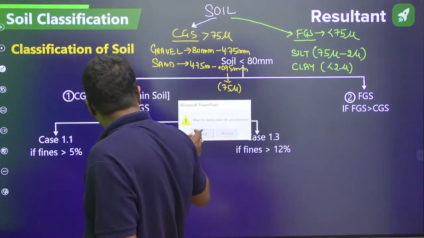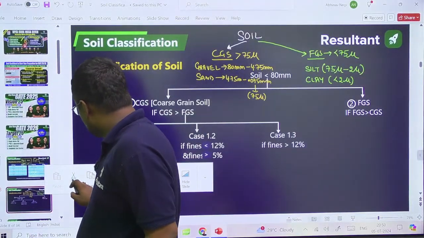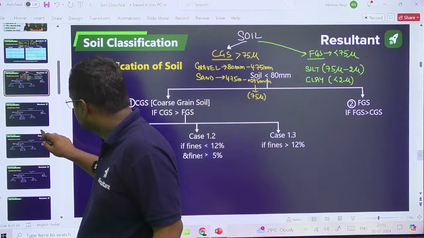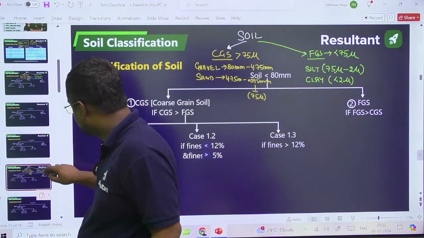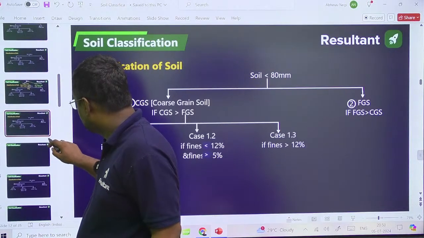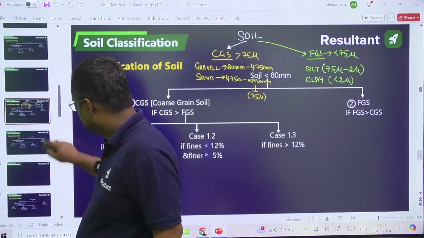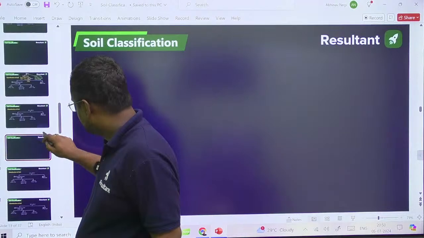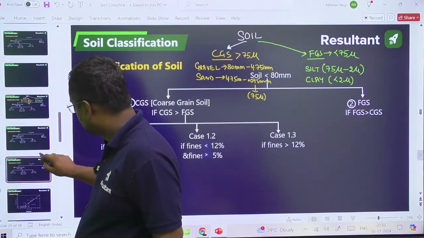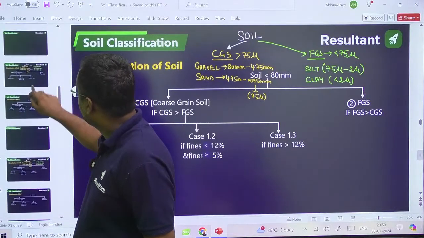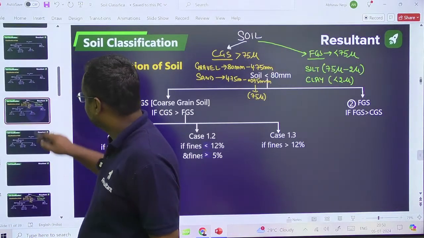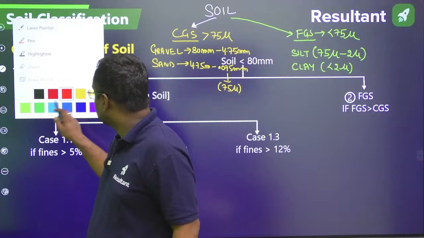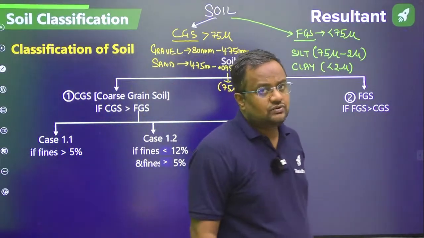Now guys, these soils can be distinguished not only on the basis of size, but there are some other characteristics also. The soils that I have written here, coarse grain soil and fine grain soil, are classified, or distinguished, on the basis of size.